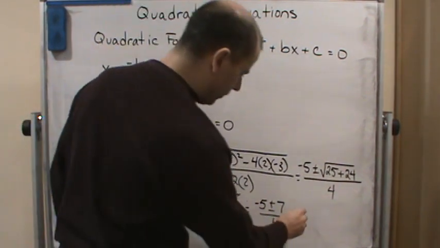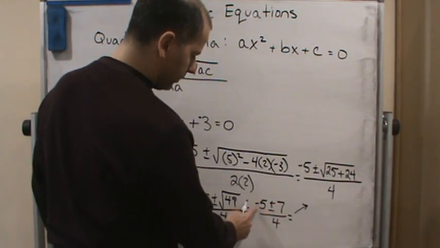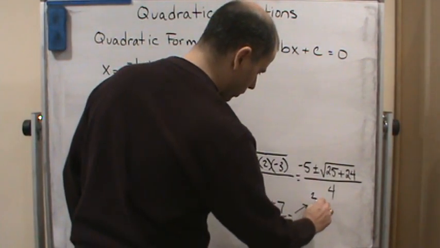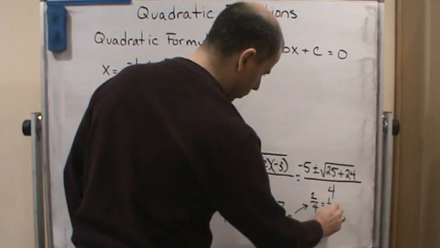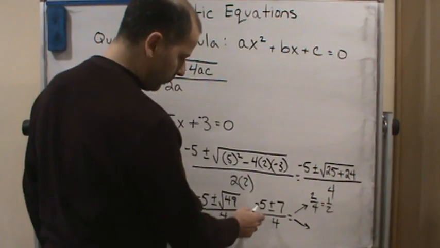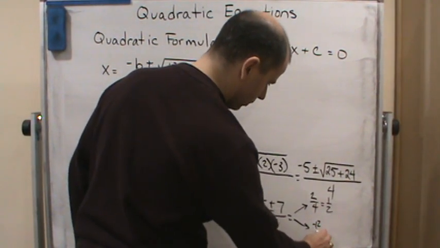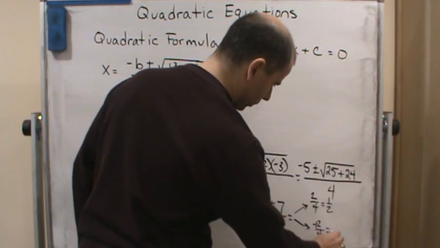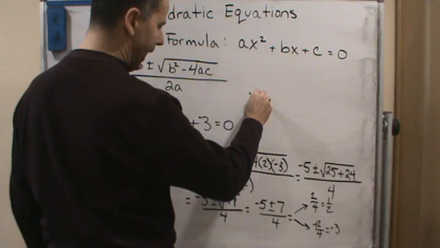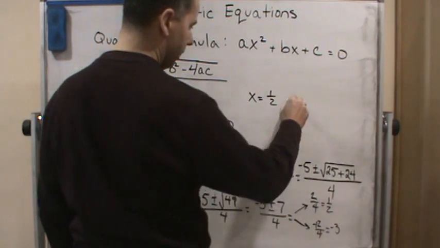Now, this is going to be either negative 5 plus 7. Well, that's going to give me 2 fourths, which equals 1/2. There's one answer. Or it's going to be negative 5 minus 7, which is going to give me negative 12 over 4, which is equal to negative 3. And so there are my two answers. So that means for this problem, x equals 1/2 or negative 3.